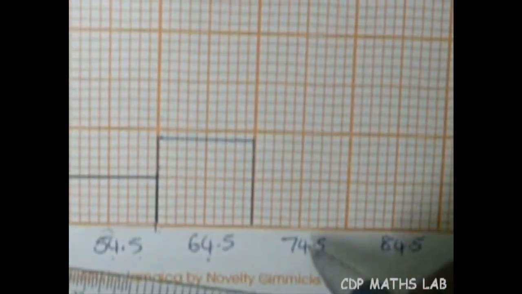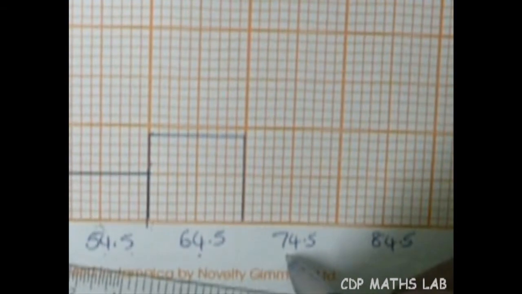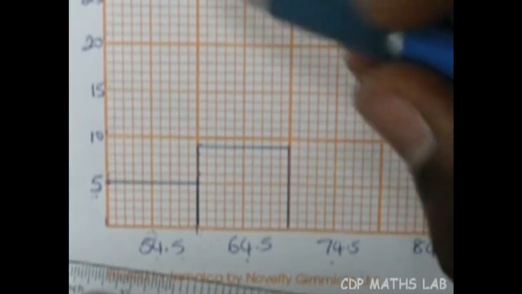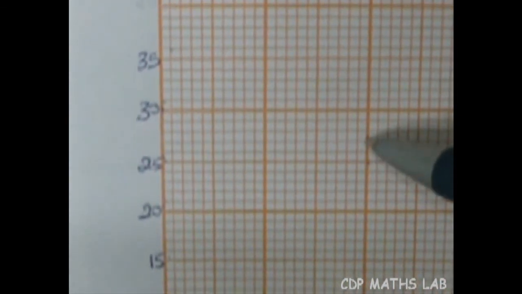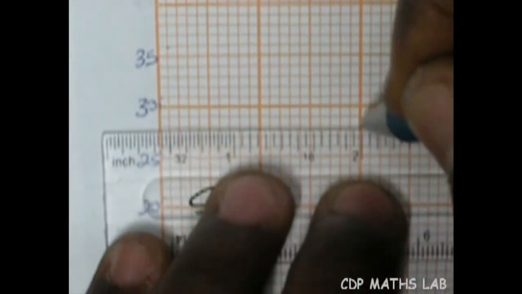Then now, for the next class, which is 74.5, it is 28. So I'll look for 28. So I find 25 right here. I count 26, 27, then 28, which is right here. Then I come all the way down.